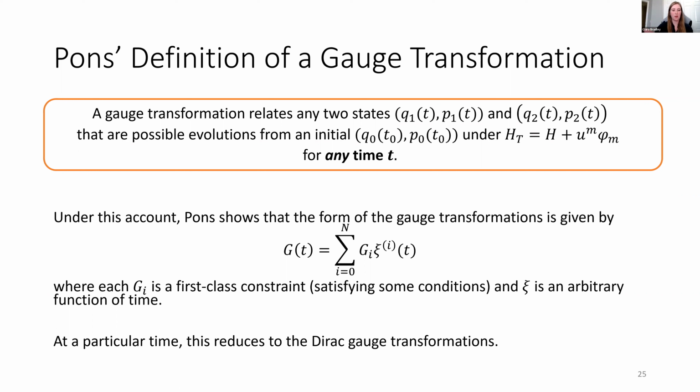So what this means is that the arbitrary functions of time multiplying the first class constraints are really related to each other. And importantly, what this means is that at a particular time, it reduces to the Dirac gauge transformations precisely because the time derivative of psi will just become independent at a particular time. And so we have these independent generators at a particular time.